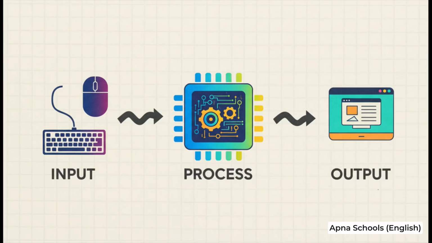Yeah, at its absolute core, that's what's happening. First, you give it some data, an input. That can be a mouse click or a key press. Then the CPU gets to work processing that instruction. And finally, it gives you an output, like, say, opening up a program. Input, process, output. Every single thing your computer does, big or small, follows that exact loop. And it's all thanks to the CPU.